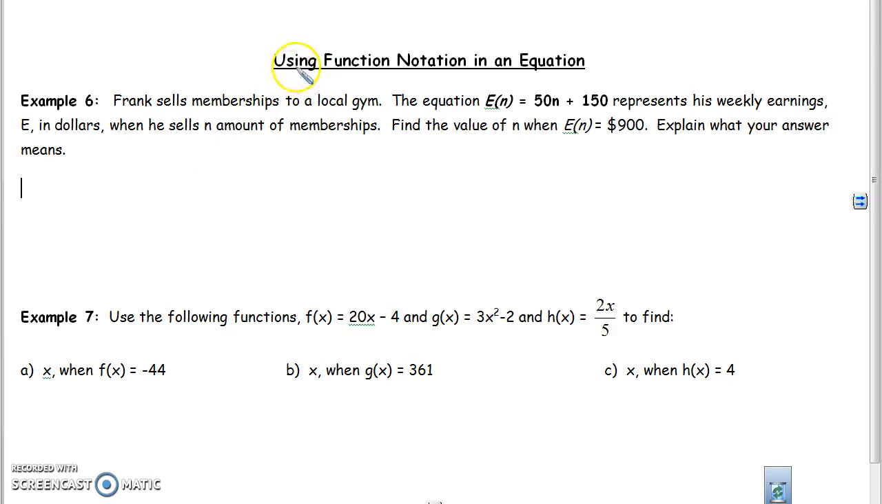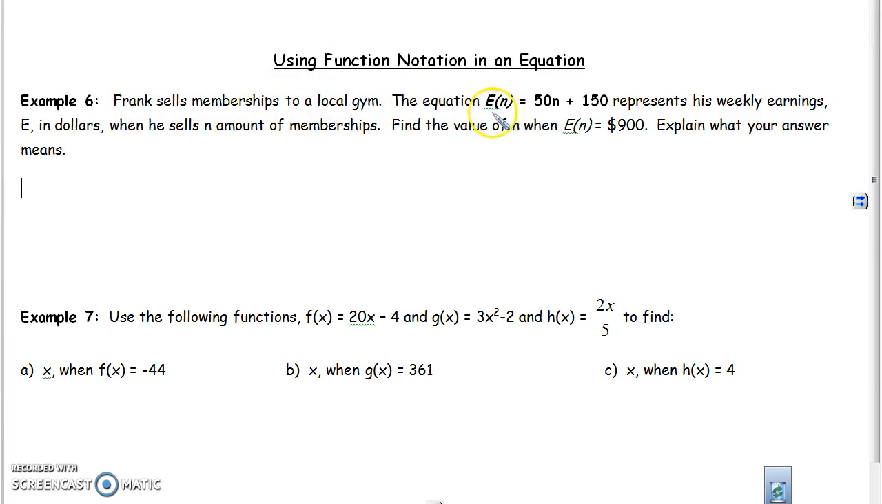Hey everyone, I wanted to make sure that we all stay on the same pace and can solve or talk about functions in an equation. So this is from your notes, examples 6 and 7, day 2. I know we all may not be there, so I'm making this video so that we can all be on the same page.